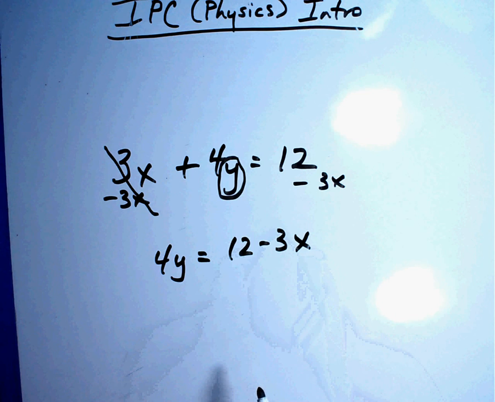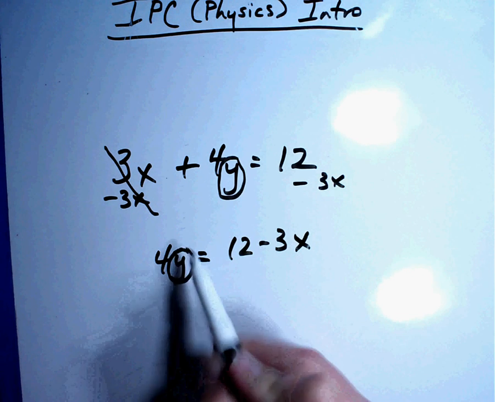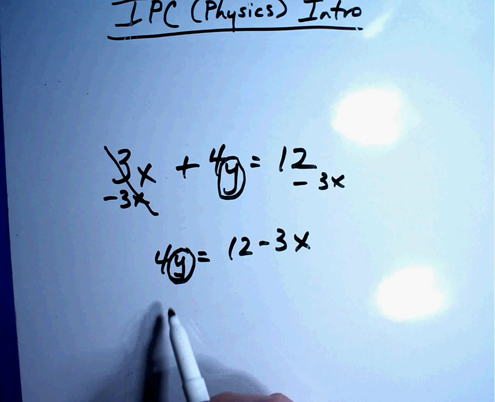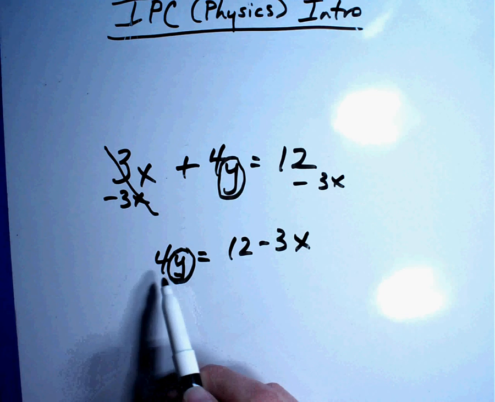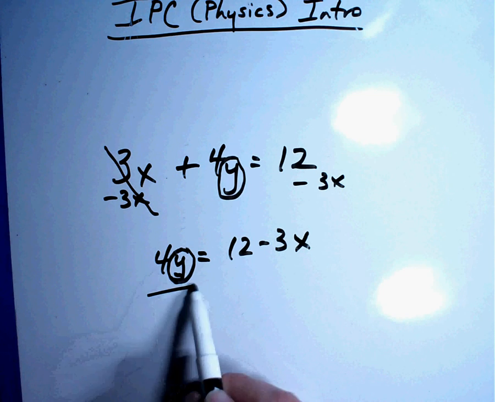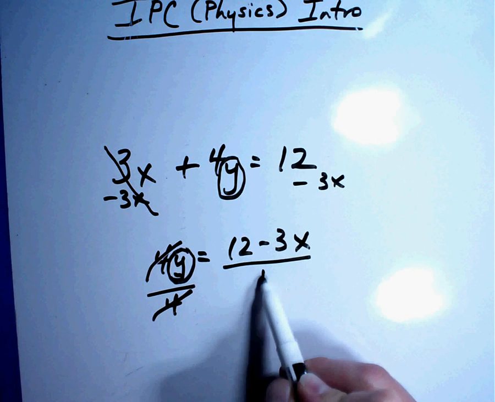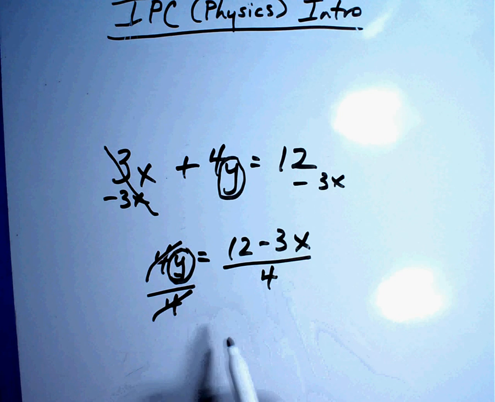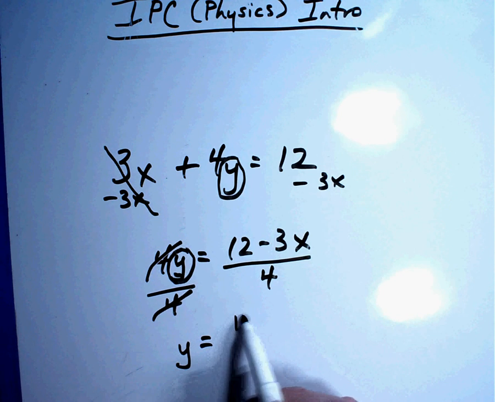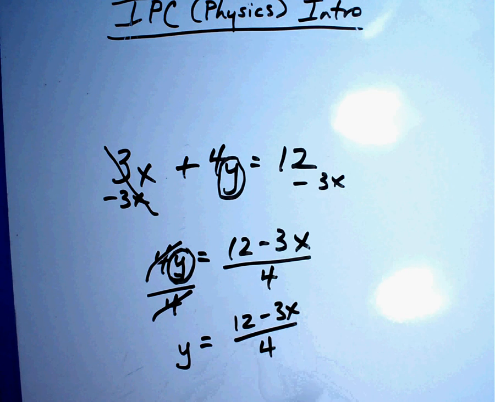Are you getting it so far? Well, we're looking for y. So I must ask myself, what is happening for the 4 to attach to the y? Addition, subtraction, multiplication, division. It's multiplying. So to get rid of it, you do the opposite. The 4's are gone. Divide by 4. So y equals 12 minus 3x divided by 4. That's one way you can write it.